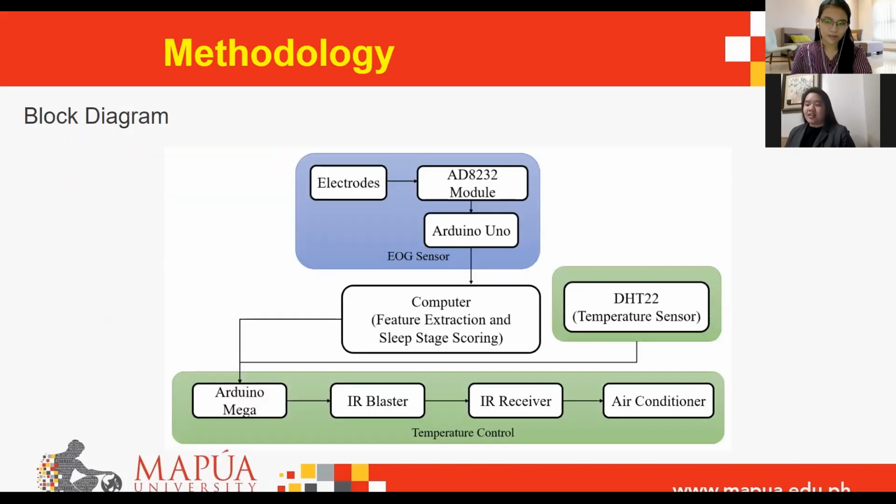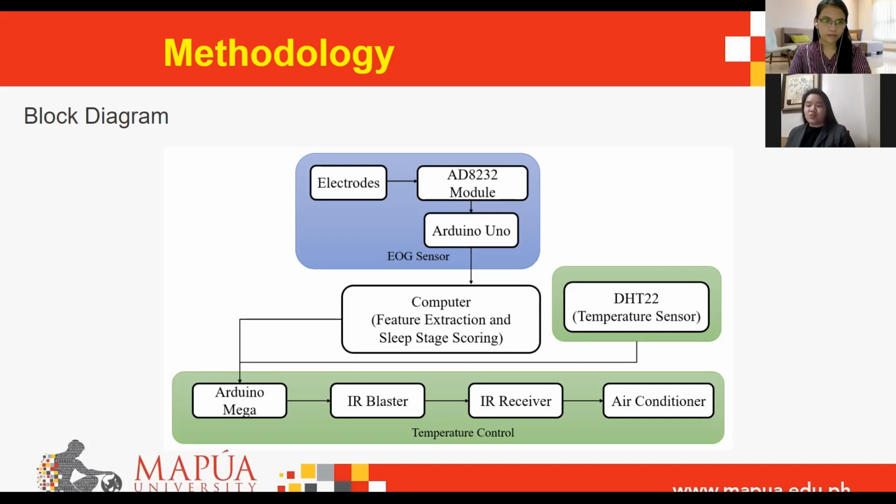This is the block diagram for the entire prototype. The EOG signals would come from the AD8232 sensor via the Arduino Uno. Meanwhile, the temperature control system consists of the DHT22 sensor that is connected to the Arduino Mega module, which would relay the signal from the computer to the air conditioner.